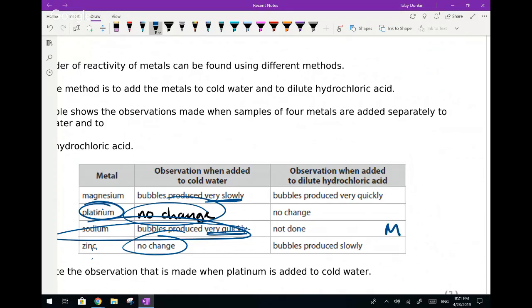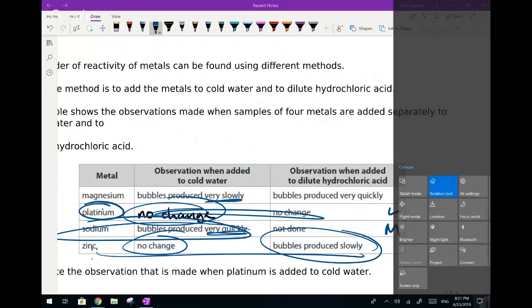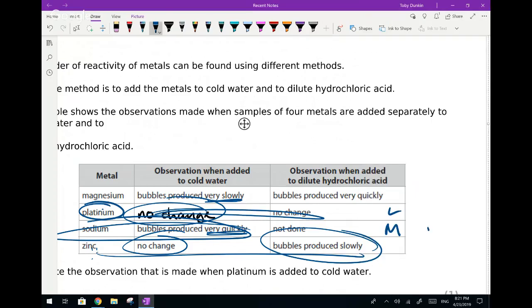Least reactive, of course, is going to be platinum. And then we have to say, right, where's the zinc? Well, the platinum did no change with both, whereas the zinc had bubbles with the acids. So that one's going to be, and then the magnesium. So number 1, most, second, third, and least.